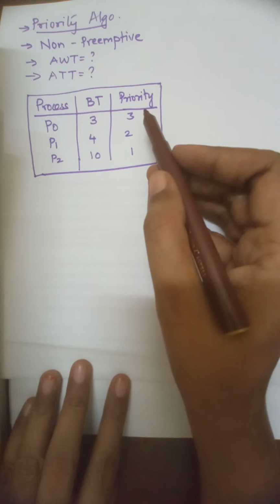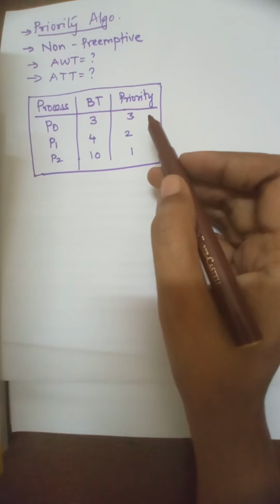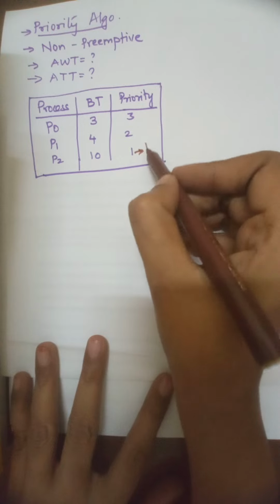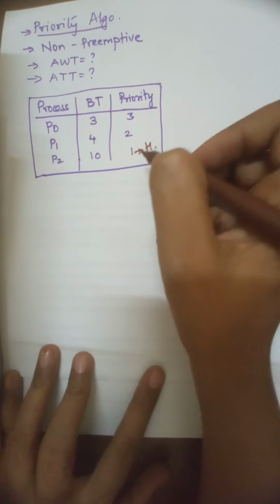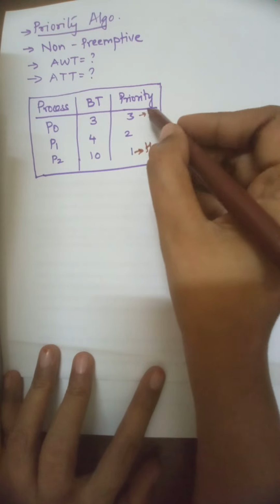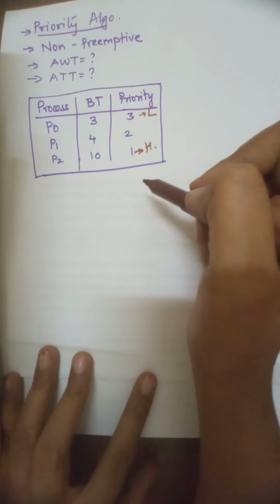Here for the priorities, we have to consider whether a low value means higher priority or a high value means lower priority. Here the lower value means the higher priority. So according to that, P2 has the highest priority and P0 has the lowest. So we are going to execute the processes based on the priority.